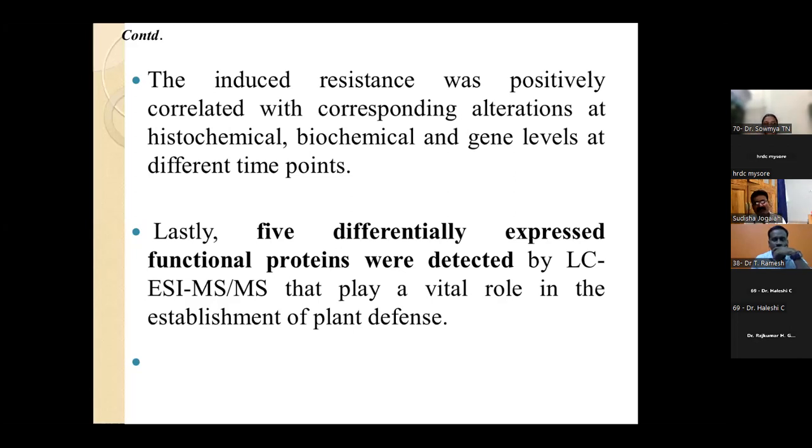And at that point of time, it will make sure that the pathogen or the plant will undergo the HR expression. And also, all these cycles have been completed, and we are more curious to know what are the proteins that are involved, which are more functional in nature for triggering the resistance as well as the enhancement of the yield. From our results, we have got 5 differentially expressed proteins detected that play a vital role in the establishment of plant defense.